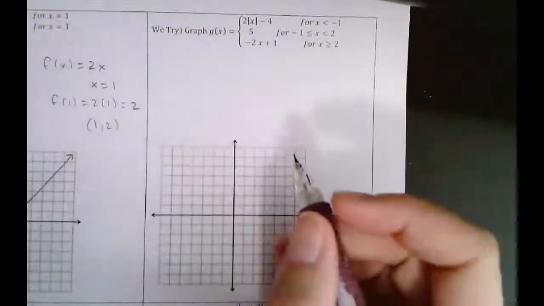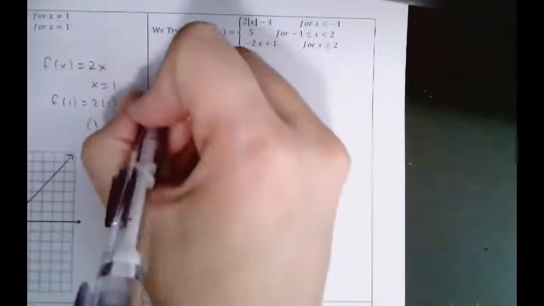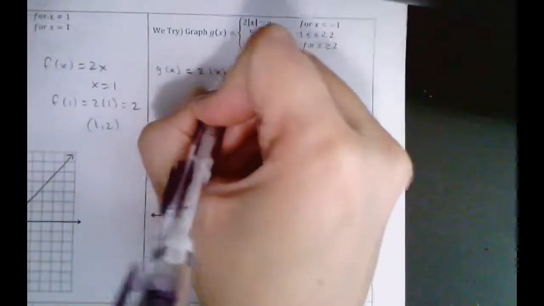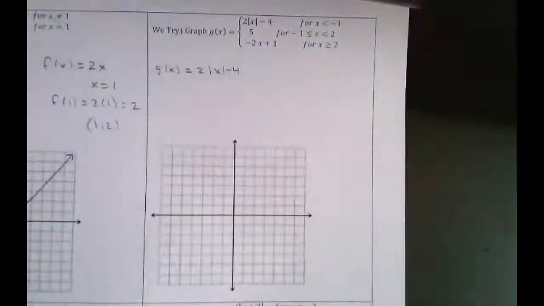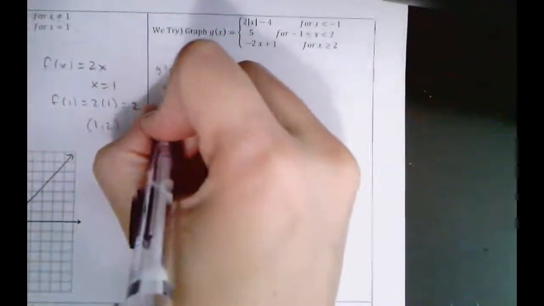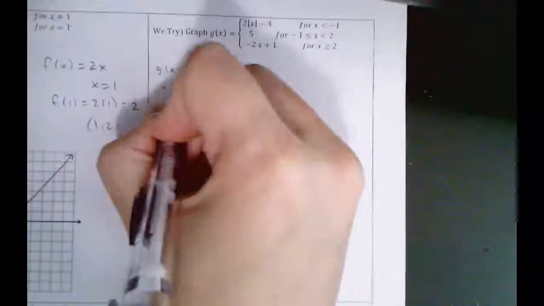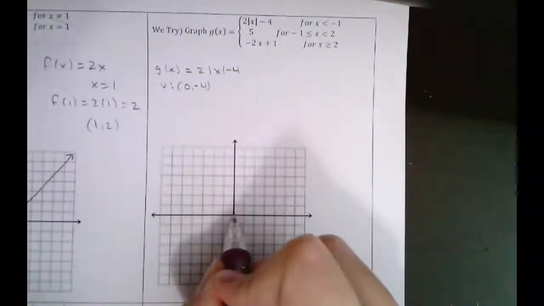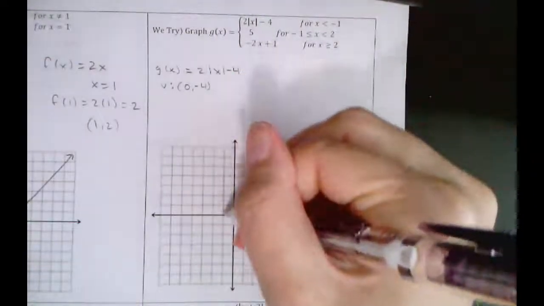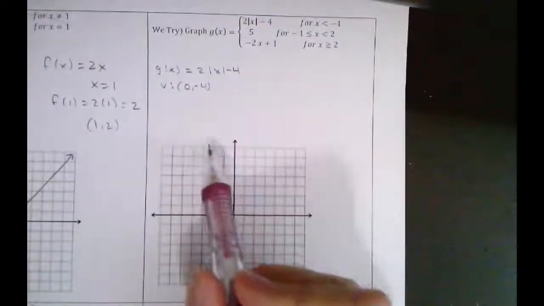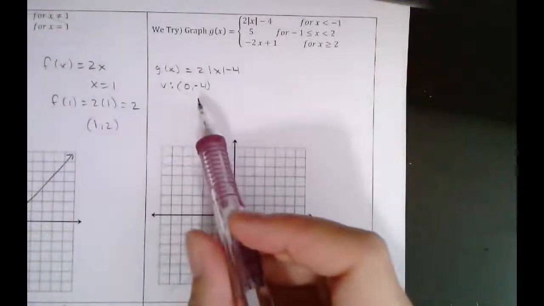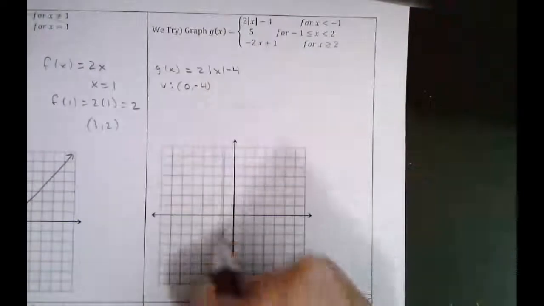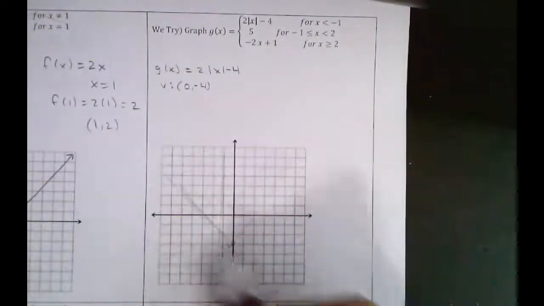Okay, time for the We Try. So we have an absolute value function first with vertex 0, -4. This does not fall in this interval. 0 is here, -1 is here. So the first piece of our piecewise function should only be happening over here. Our vertex is happening here, which means we're not going to see the V. We're just going to see this part of it.